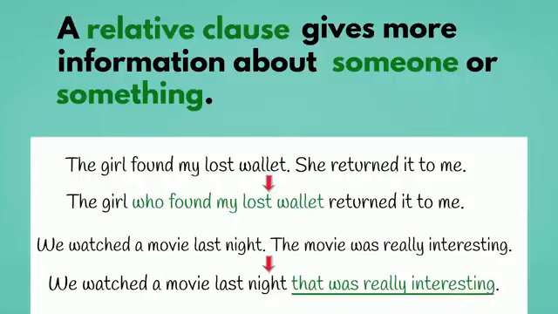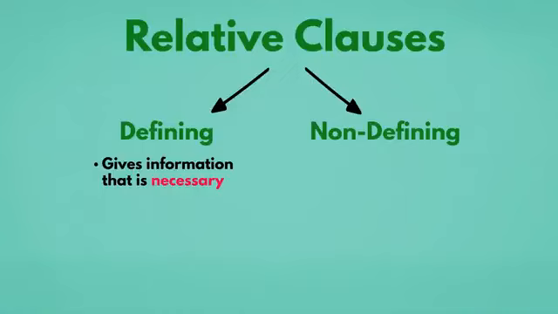Defining relative clauses give information that is necessary in order to understand who or what is being referred to. Non-defining relative clauses give extra information that is not necessary in order to understand who or what is being referred to. Here are two sentences. One contains a defining clause, that is, one that provides essential information, and the other contains a non-defining clause, that is, one that provides extra information that is not essential. Can you tell which is which?